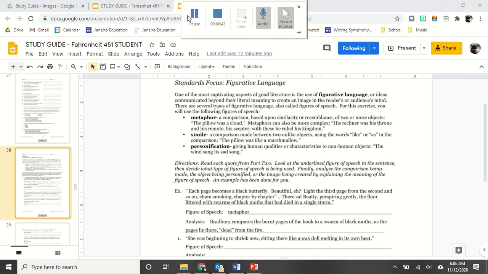All right. So today, you're going to read each quote from part 2 on this page here. You're going to look for the underlined figure of speech in the sentence, and then you're going to decide which type of figurative language is being used. Finally, you're going to look at the comparison of the two things, the figure of speech and what it's talking about in the text, and you're going to provide an analysis.